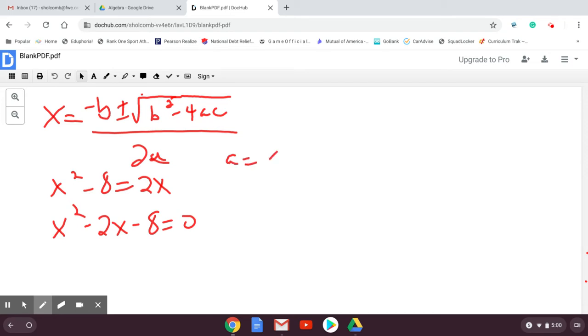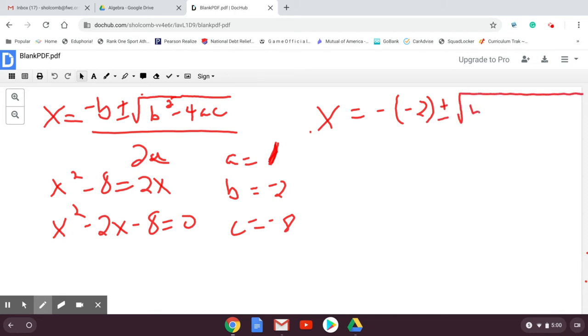Now we've got a, b, and c. a equals 1, b equals negative 2, and c equals negative 8. So we're going to plug those in: x equals the negative of my negative 2, which is my b, plus or minus the square root of b squared. Well, that's a negative 2 again. Let me erase that because I started to write a b. Negative 2 squared minus 4 times my a of 1 times my c of negative 8, all of that divided by 2 times my a of 1.